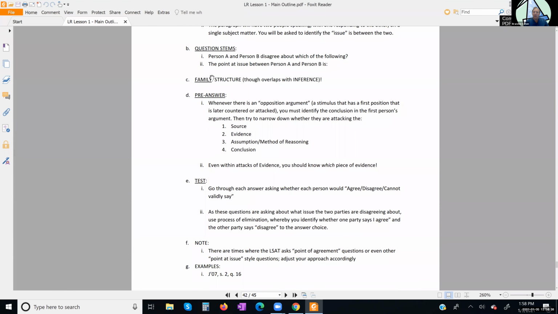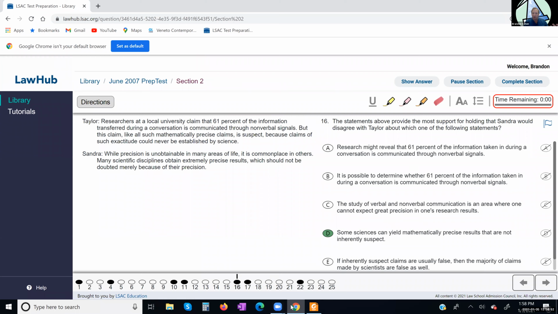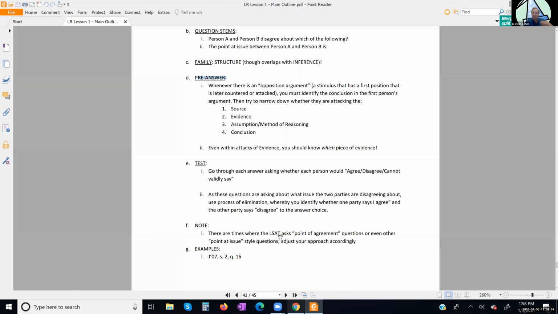Now, with each question type, besides the question stem, we have these families, which are more to the broader concepts that we talked about. So I'm not going to go into that in these videos, but we do have a pre-answering and a test. Now, pre-answering is going to be what we think about while we're reading that initial stimulus, which is the two people over here. And then the test is what we should be thinking about while we are going through the different answers.